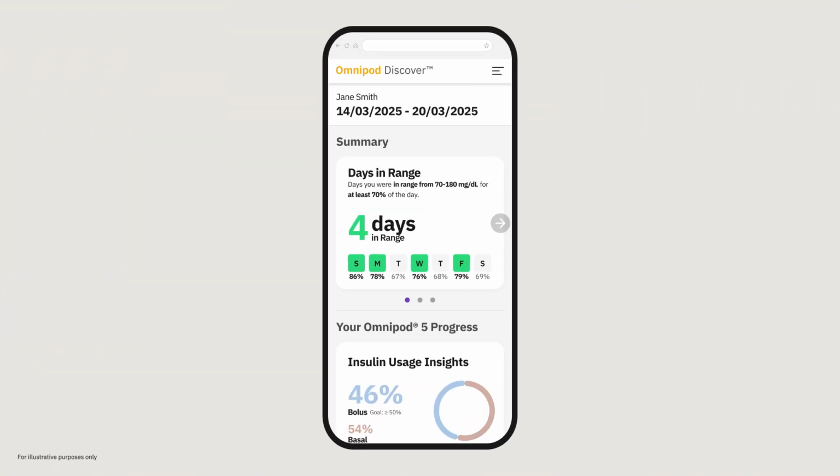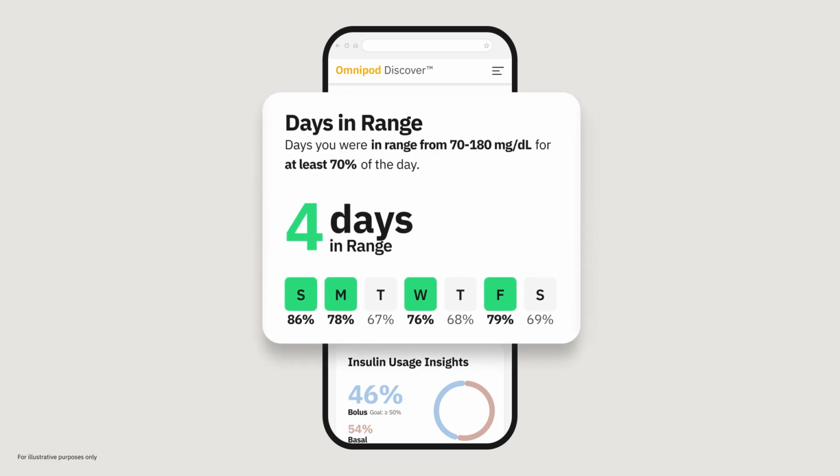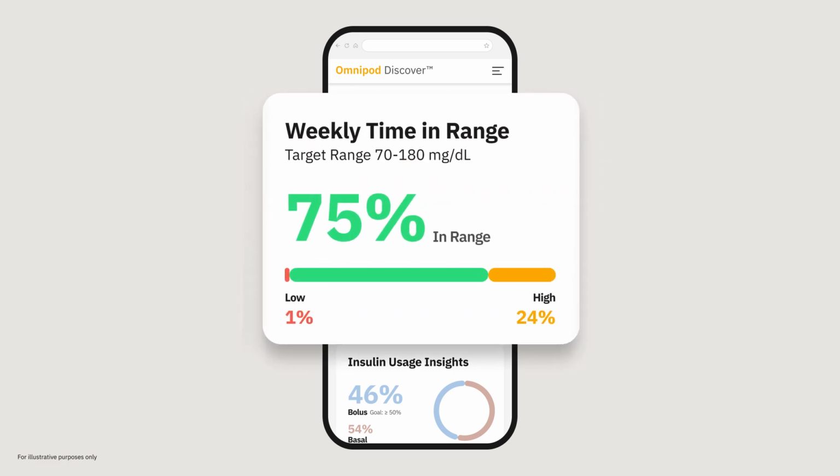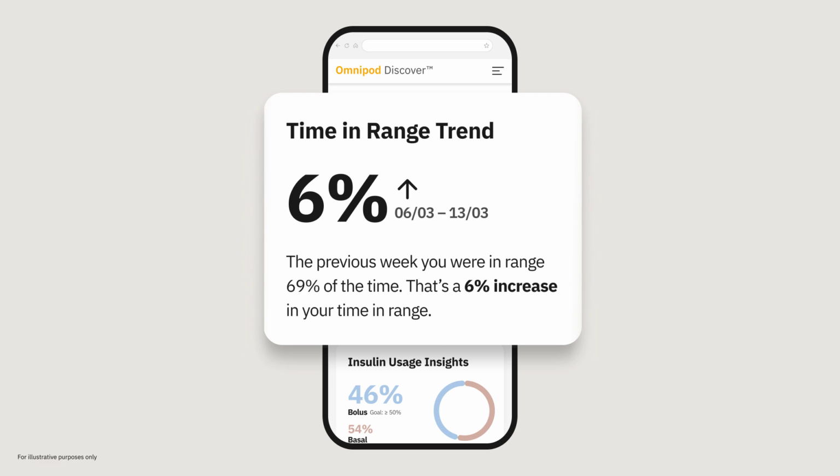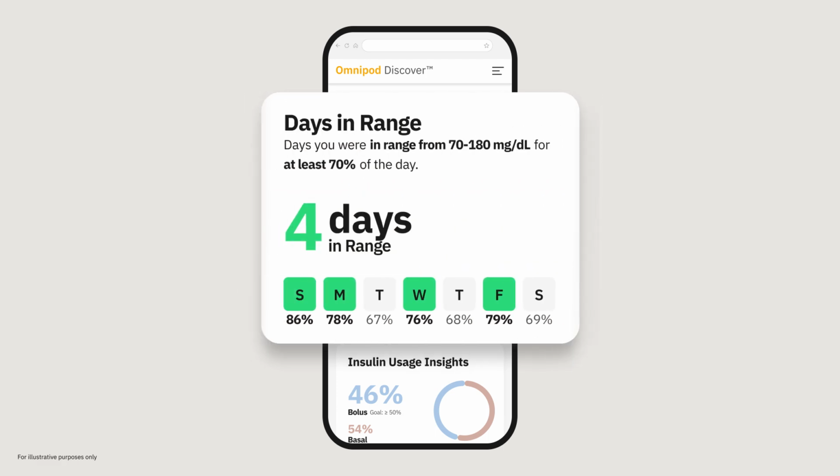Let's take a closer look at the summary. Swipe to view days in range, weekly time in range, and time in range trend. Days in range show how many days during the week your glucose stayed within the target range of 70 to 180 milligrams per deciliter or 3.9 to 10 millimoles per liter. You'll see a green box for any day where your glucose was in range at least 70% of the time. This matches the recommendation for the International Consensus Statement on the time in range. If your glucose was in range less than 70% of the time, you'll see a gray box instead.